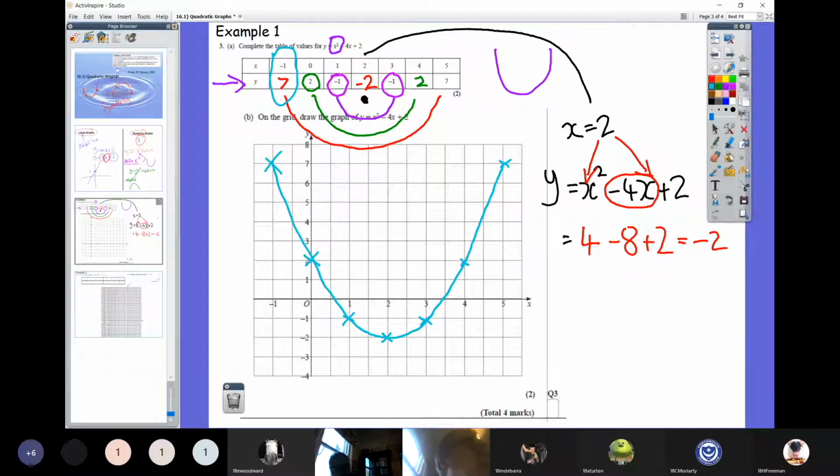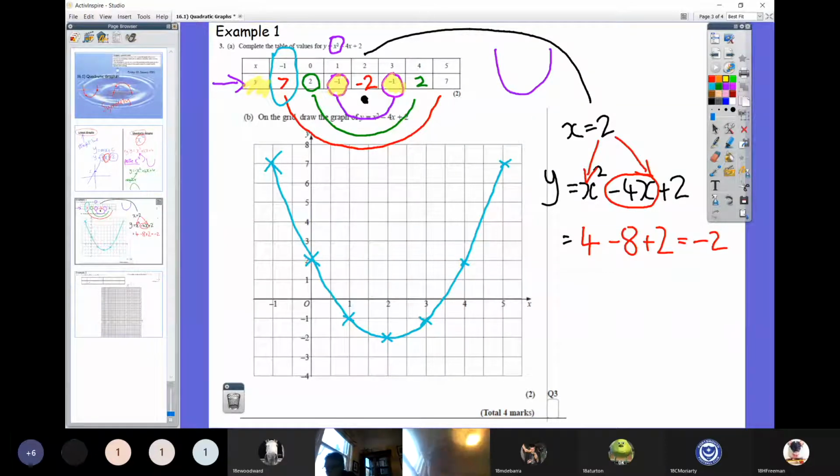Okay, so example 1, you were lucky that you had symmetry straight away. As you looked at the y values, you were lucky that you already had a repeated y value. The minus 1s were repeated. So you started off with symmetry. We did all the symmetry and then filled in any values which were missing.